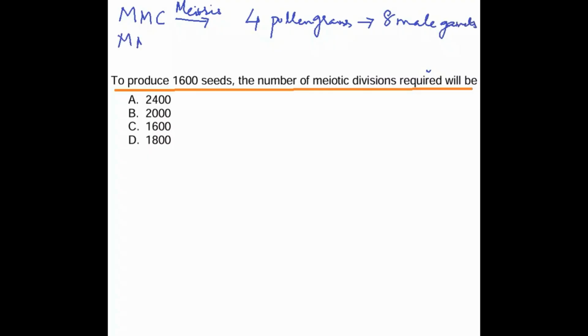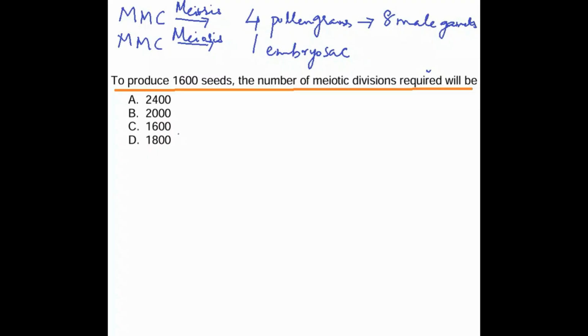Whereas if one megaspore mother cell undergoes meiosis, it results in only one embryo sac, and that embryo sac will have double fertilization. The egg is there, and the central cell is also there. The egg will fuse with the male gamete to produce the zygote, and the central cell will become endosperm after fertilization.